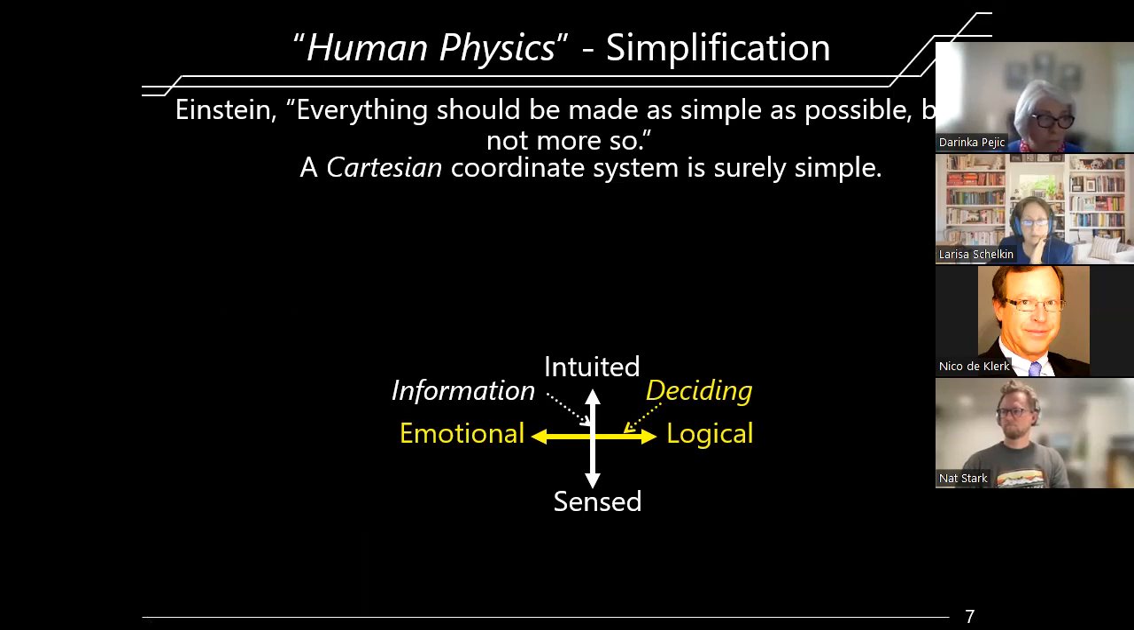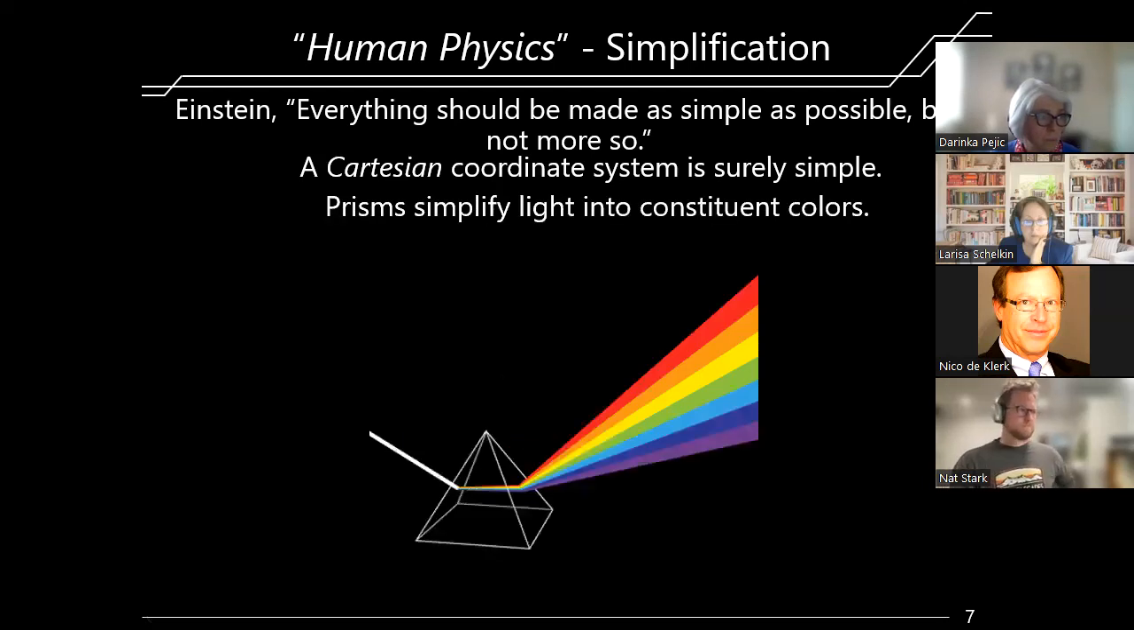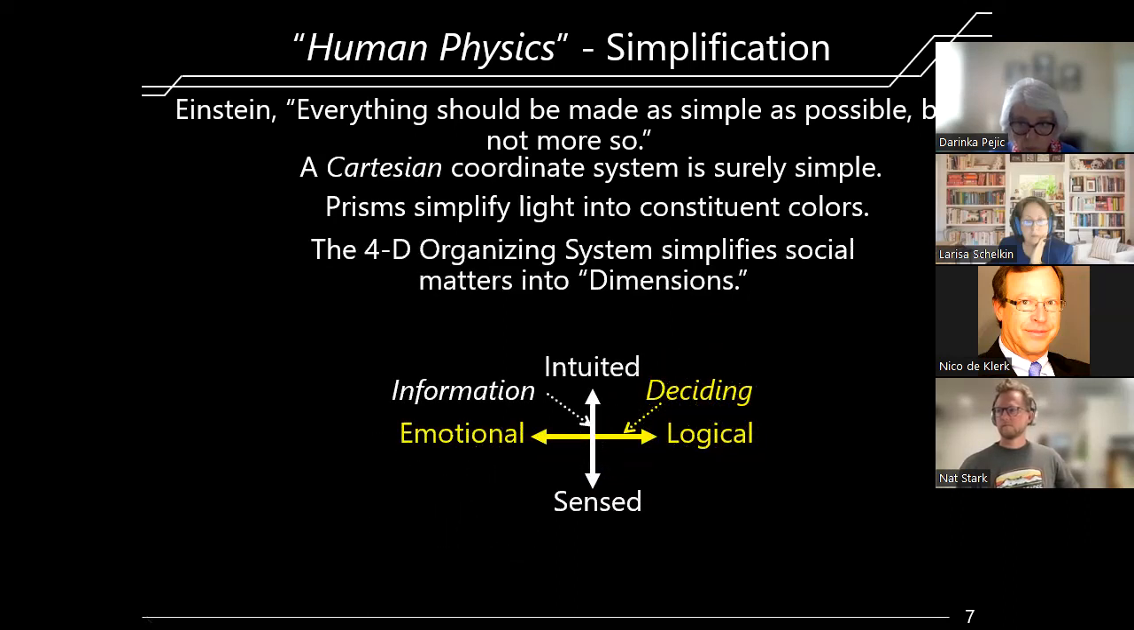This is a little tool we're going to use like F equals ma. F equals ma, Newton's second law, is the basis of all classical mechanics. You can do calculations to build a rocket or land somebody on the moon using that equation. And with this, we're going to analyze social context into something simpler. Just like a prism simplifies light into constituent colors, this system is going to simplify social matters into 4 parts I call dimensions. I just didn't like the word quadrants. That sounded so boring. So I named them dimensions. By the way, this is not a 4-dimensional space. I know what that is. Trust me.